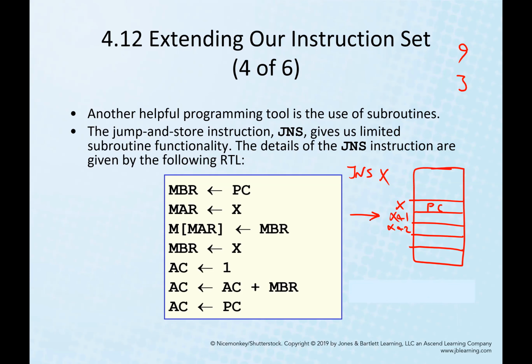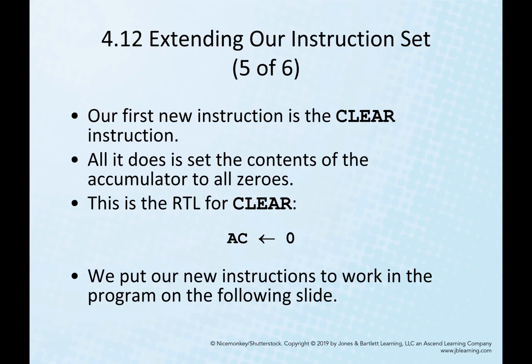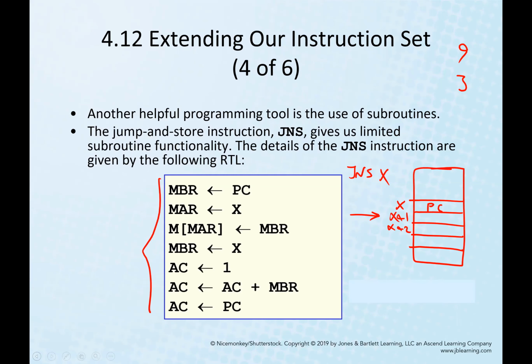And here is the RTL for JNS X. Okay, let's see how it works. Let me just write on the left side. PC moves to MBR. There is no explanation needed, we know what PC moves to MBR means. X moves to MAR, the address. The third line, MBR will be copied to M[MAR].